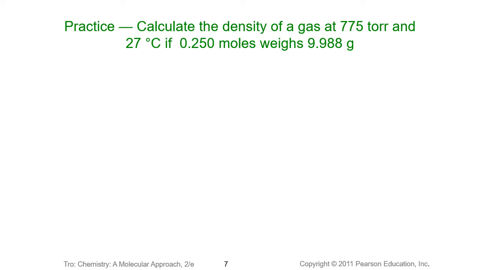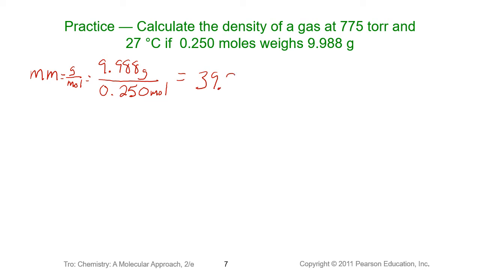Here's a practice. See if you can calculate the density of a gas. Pause the video and try your calculation. We can start by finding the molar mass of our gas. Remember, the units are grams per mole. We're given grams of our gas, so we can divide by the moles. And this gives us a molar mass of 39.952 grams per mole.